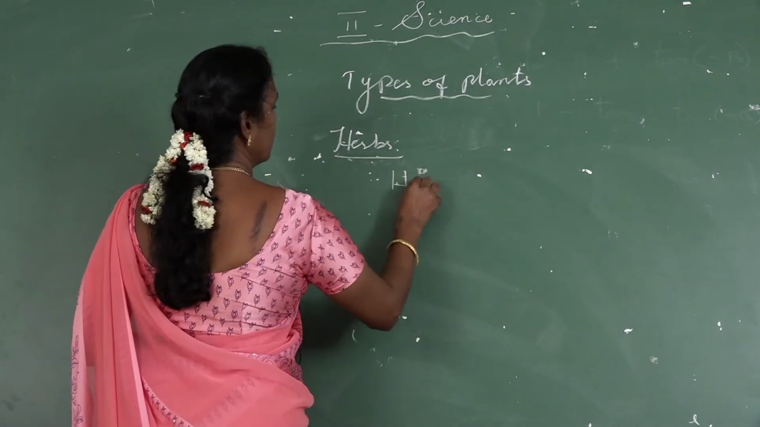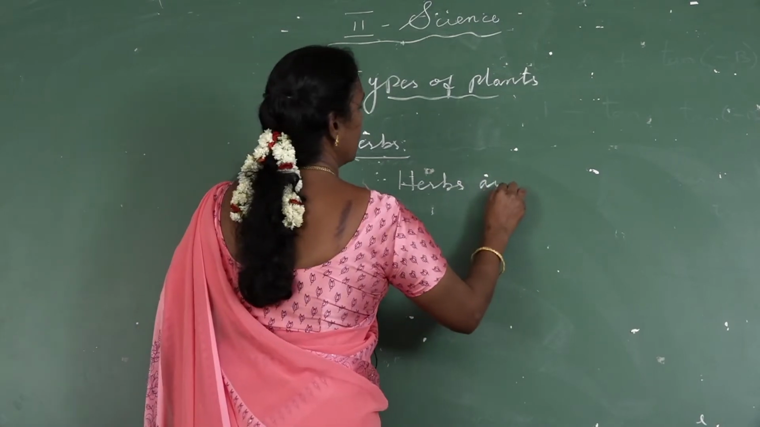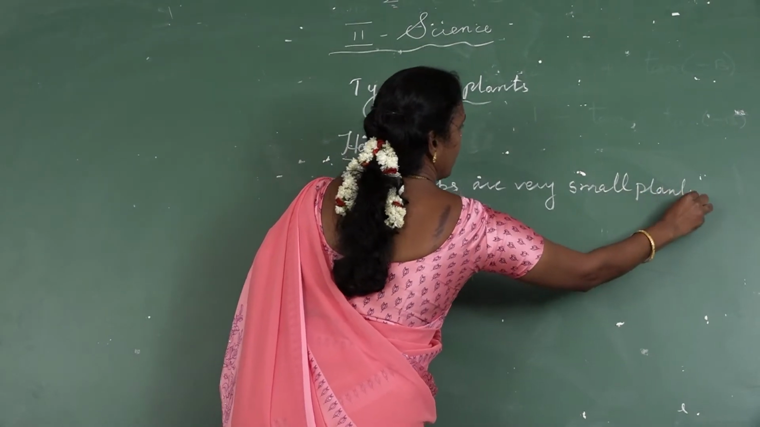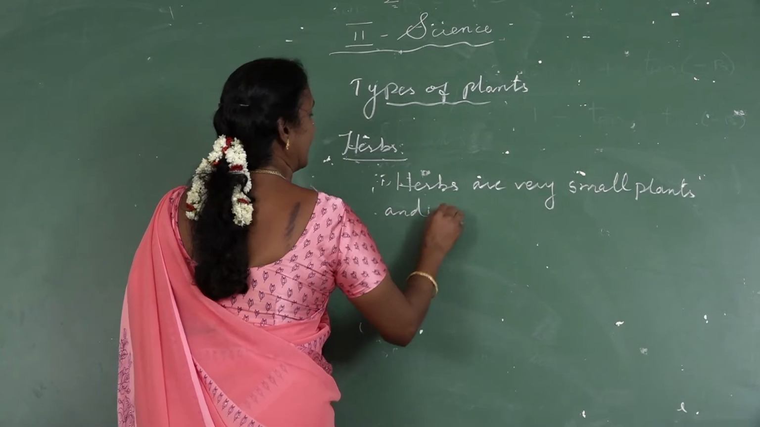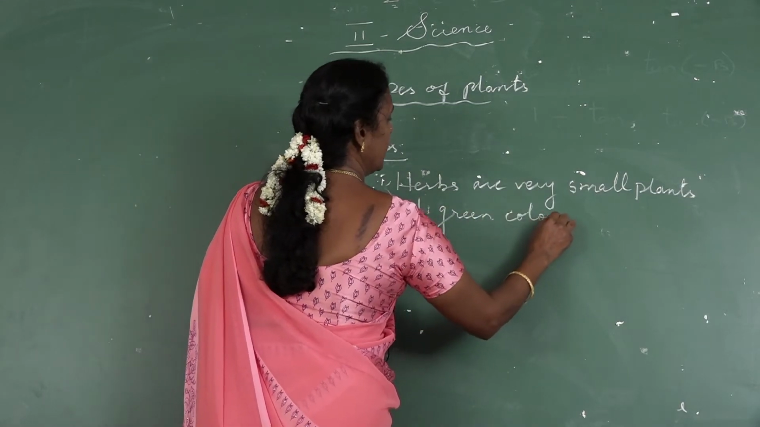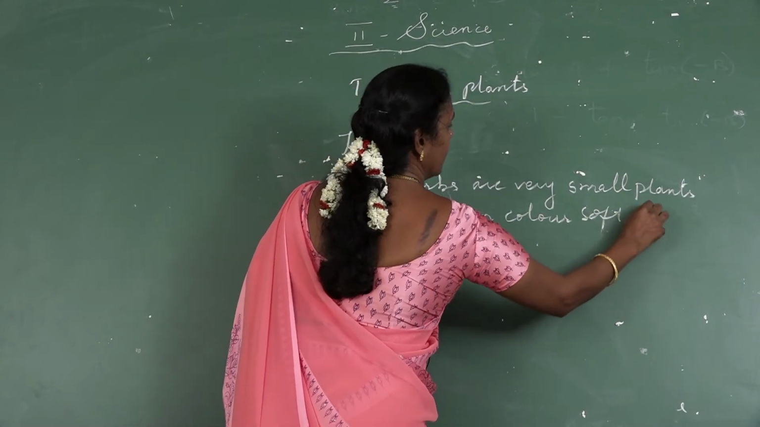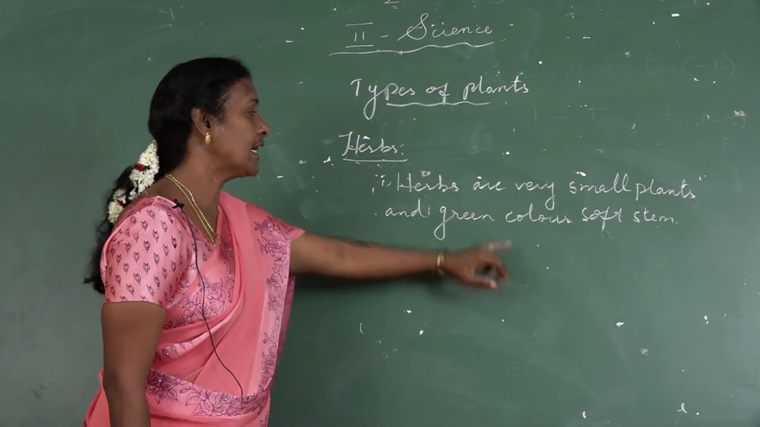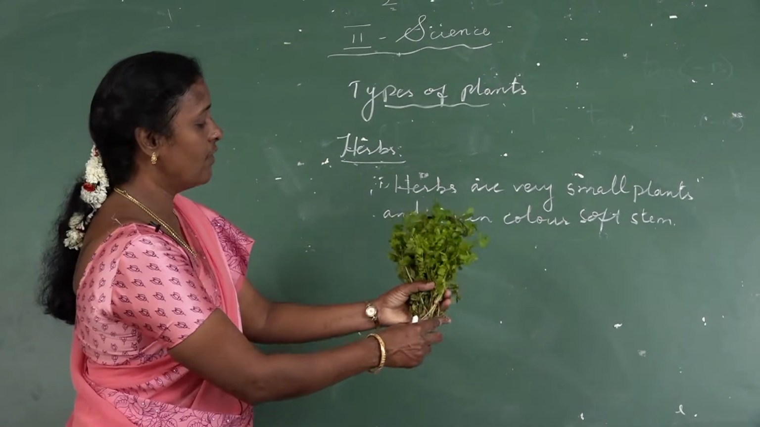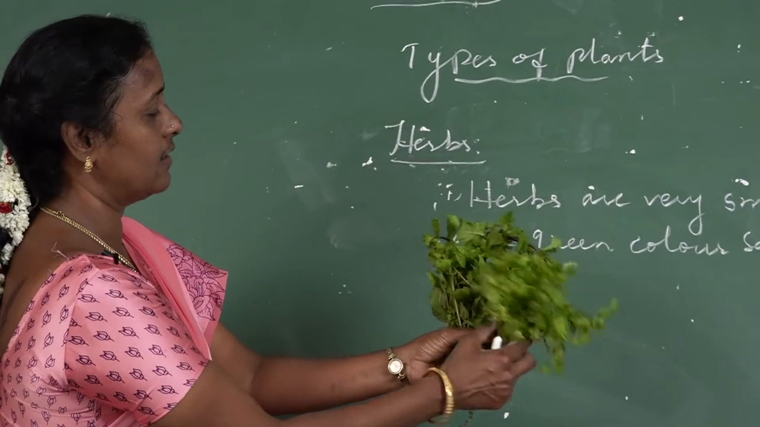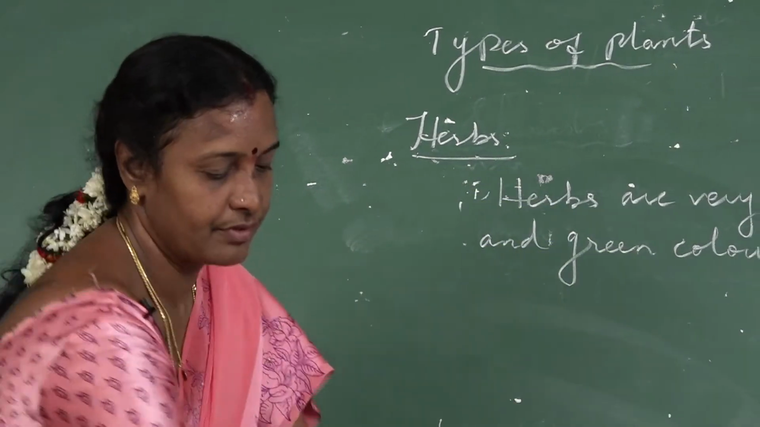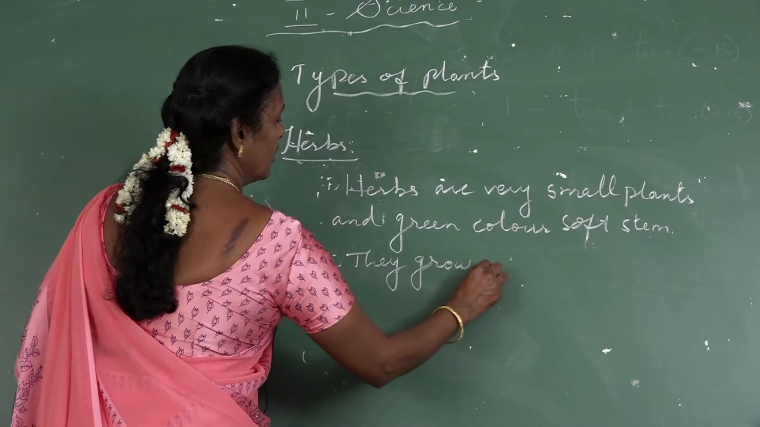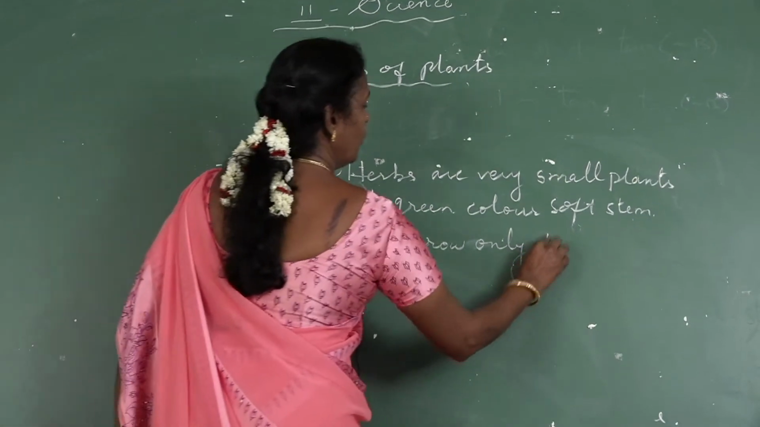Herbs are very small plants with green color soft stems. They grow only a few months.